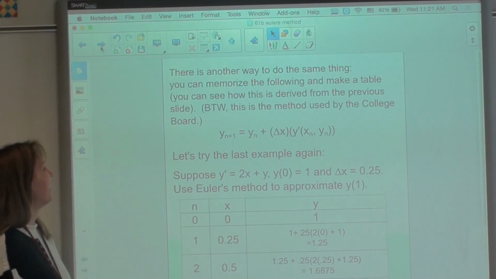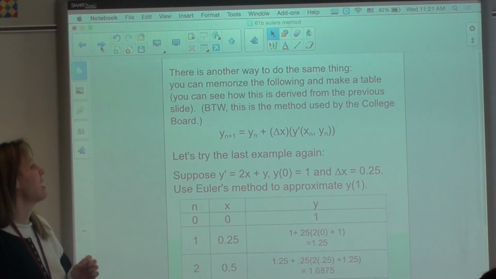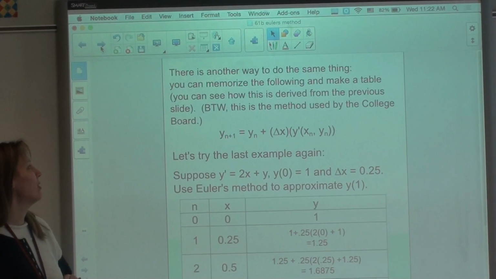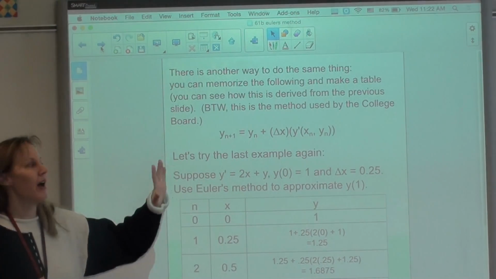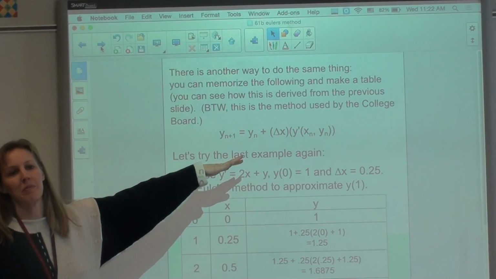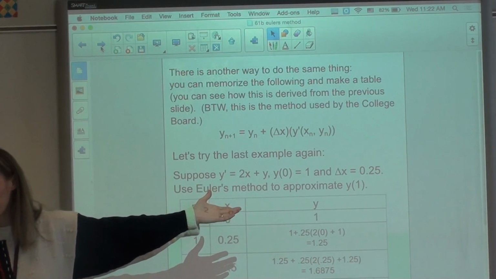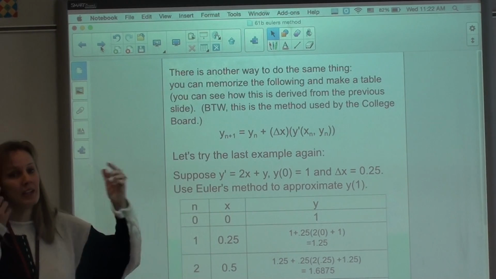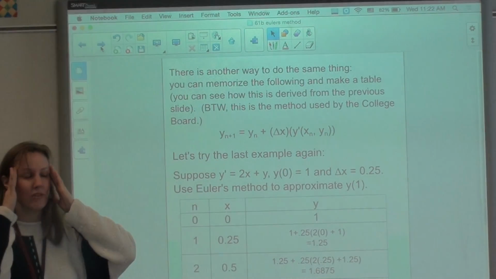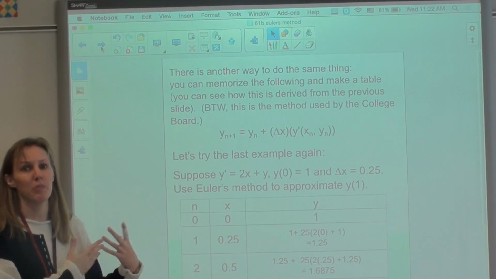Yay. So anyway, there's another way to do the same thing. You can memorize the following and make a table. This formula is actually the method that you will see in the solution guide by the College Board. So they do the formula. You can go either way. I'm not good at memorizing formulas. It's much better for me to remember the process.